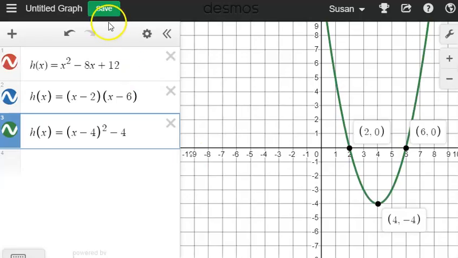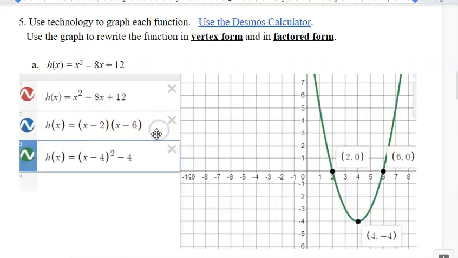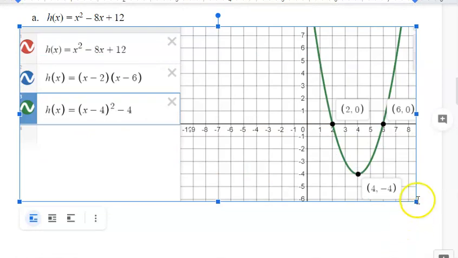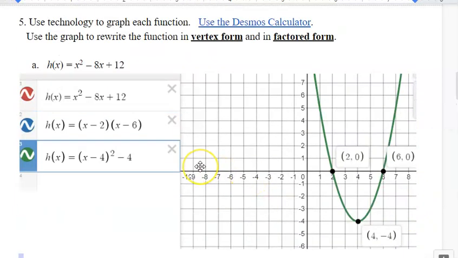So let's go back to this and I'll just drop it in. And there it is. Alright, so I have all my beautiful little graph there. Don't feel like you need to make anything pretty, and you definitely don't need this much. If you just put the two equations, h of x equals x minus 2 times x minus 6, and h of x equals x minus 4 squared minus 4, that is plenty sufficient.